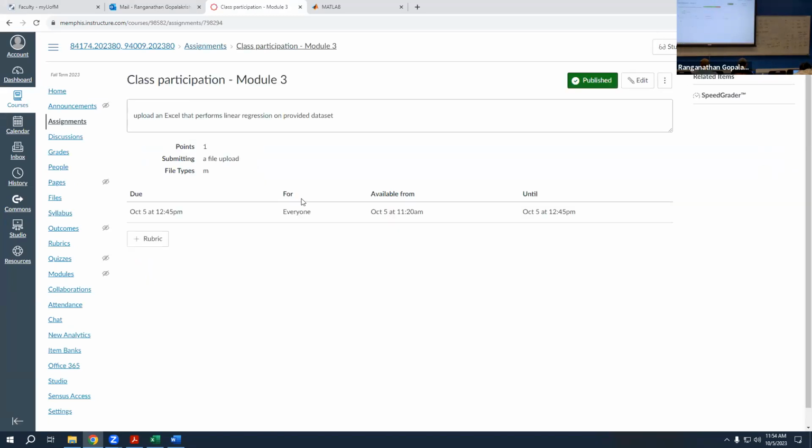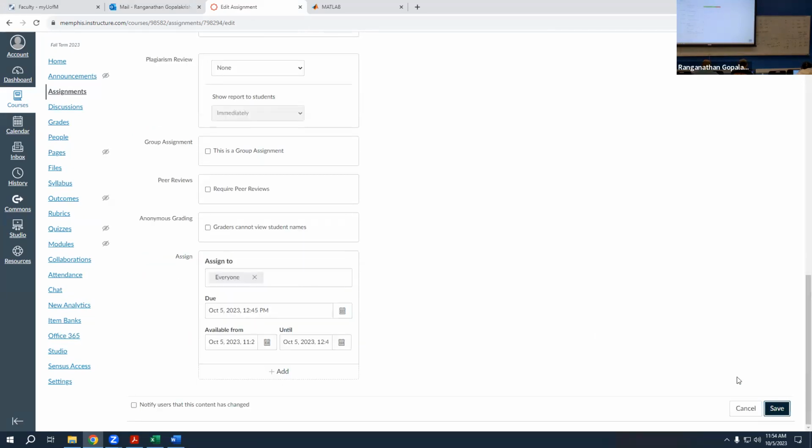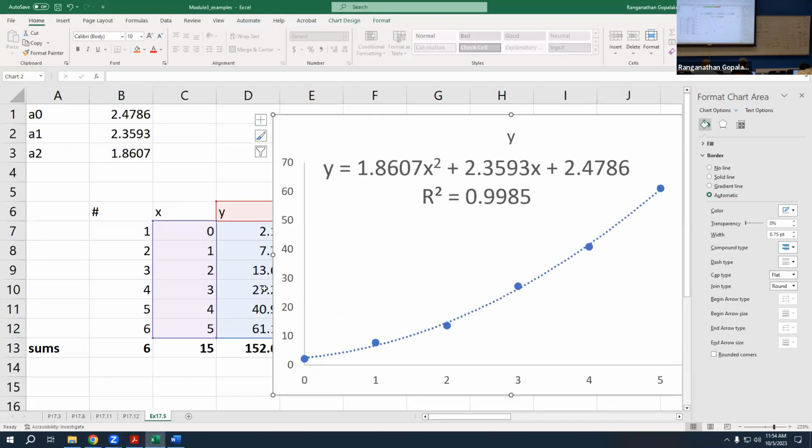Oh, good. It's good to go. So I just need to make sure it can accept XLS or XLSX file, and you can try now. So it will be open until 12:45. You can upload the Excel file that you generate for this example.